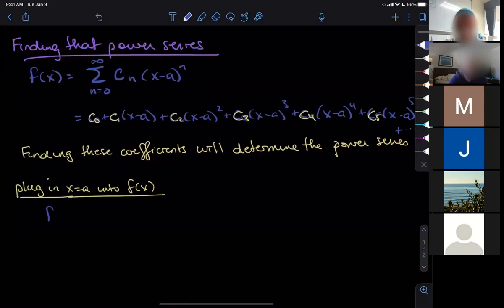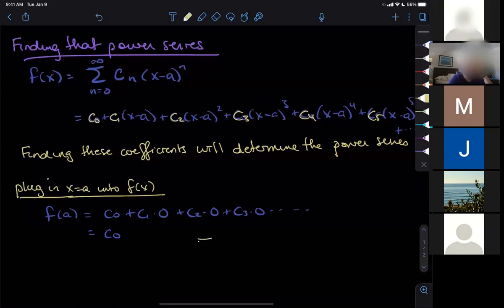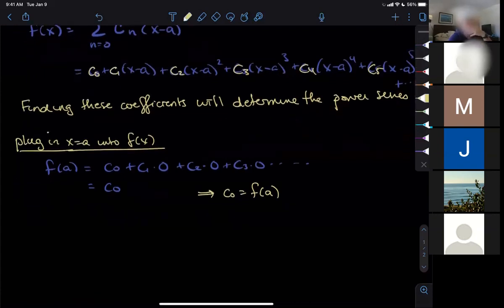Okay, on the left-hand side, I'm going to get f of A. On the right-hand side, I'm going to get C0 plus C1 times 0 plus C2 times 0 plus C3 times 0. All those guys are 0. X minus A is 0, so square it, 0, cube it, 0. So it's just C0. And the good news from that is now we know what C0 is. C0 is F evaluated at A. Okay, so we got one of them down. We figured this one out.